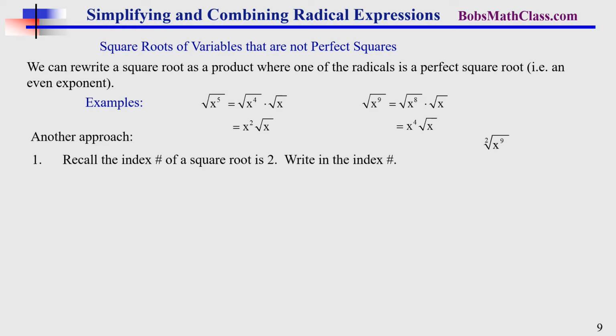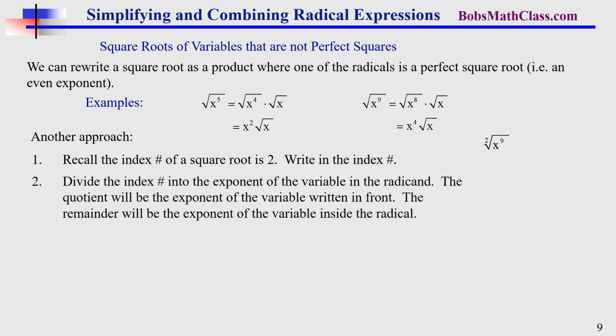But we could do it a little bit differently. We were dividing the exponent inside by the index. Let's look at that last one more time. The index is 2. It's not written, but it's 2. So let's write that 2. Divide 2 into 9. So we're going to divide the index number into the exponent of the variable in the radicand. The quotient, that's the answer, will be the exponent of the variable written in front. The remainder will be the exponent of the variable inside the radical.